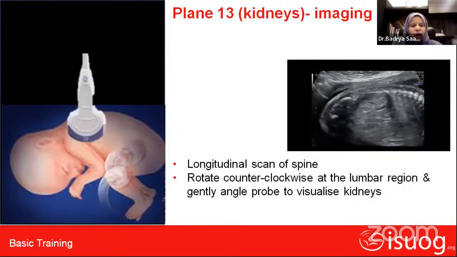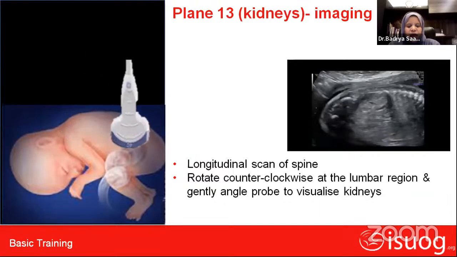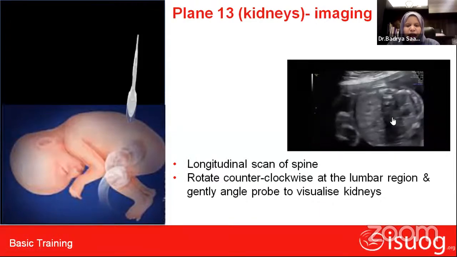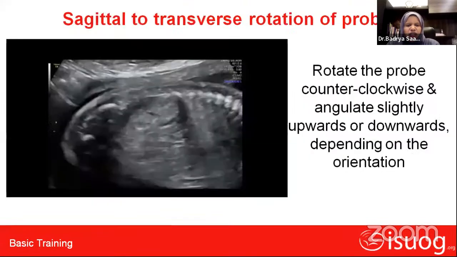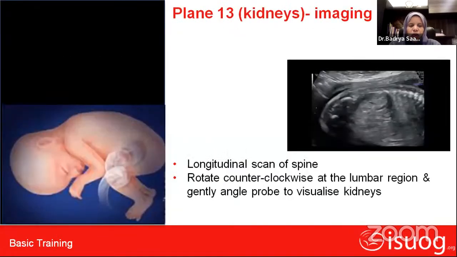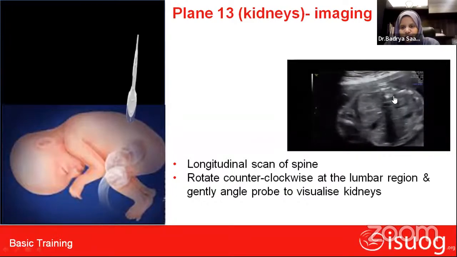As I said before, it starts with the longitudinal scan of the spine. Then you go to the lumbar region, rotating counterclockwise, and then gently angle the probe to visualize the kidneys, as will be shown here in the video.